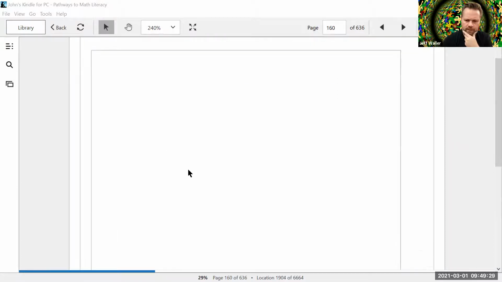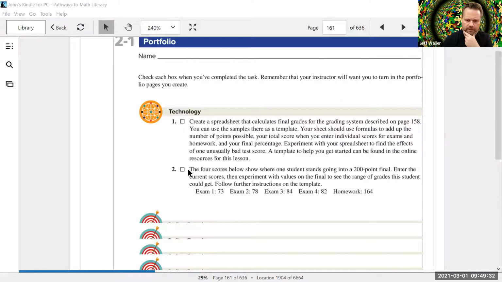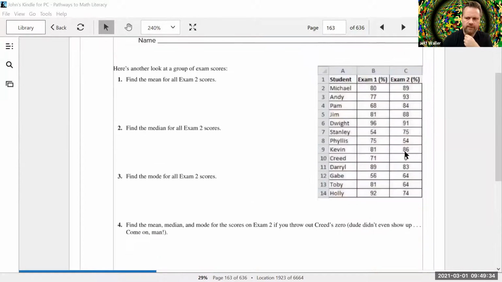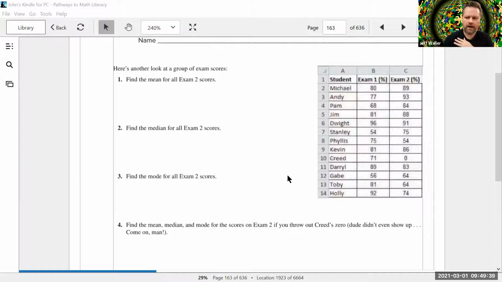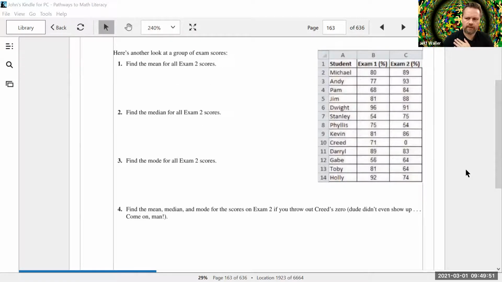Let me see, where can I go here? So then they give you data, they ask you to find the average and so forth. Now watch, one thing I want to ask you real quick. Just looking at the data, which average do you think will be smaller and why? What sticks out to you between these two exams? What's the big difference between these two exams? A major difference.